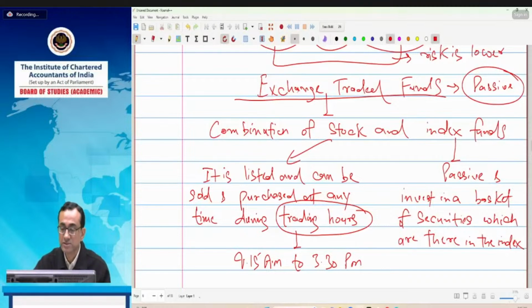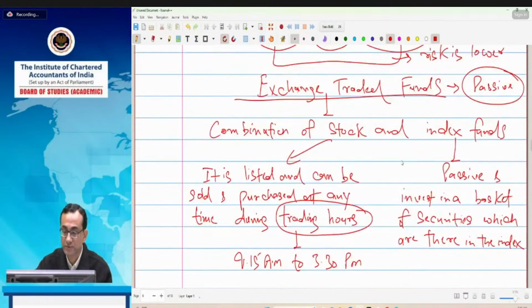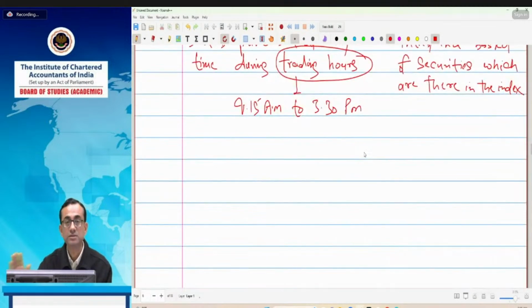Whenever an ETF is issued, it is listed on the stock exchange and you can sell and purchase it at any time during trading hours. In the case of index funds, it is somewhat different, because an index fund is basically a mutual fund. It can be purchased and sold, but not at any time during the day. It goes through the mutual fund manager only. So that is the basic difference between an index fund and an ETF. I will take some time to explain the difference between these two so that it is clearer.